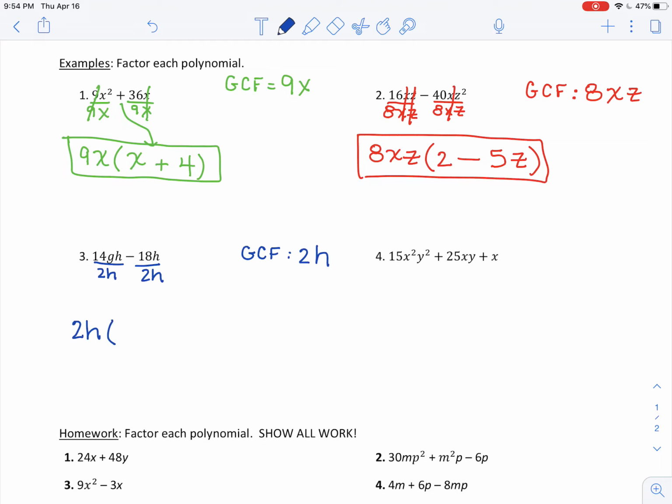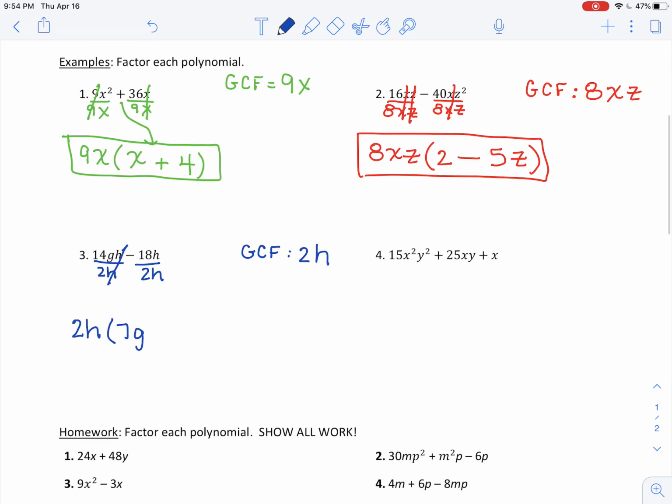So for the first term, 14 divided by 2 is 7. The g does not get divided by anything, so I just recopy it. H divided by h cancels out. Then I have minus. In the second term, 18 divided by 2 is 9. And h divided by h cancels out. So my final answer, 2h times 7g minus 9.